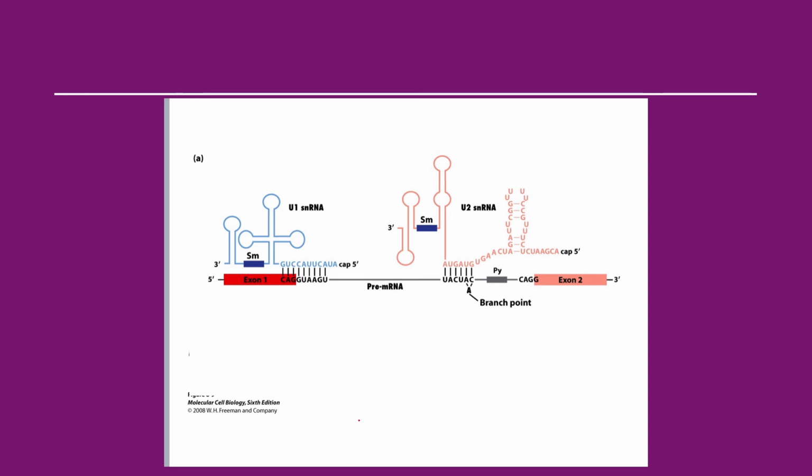In order to really cut out an intron, there are a couple of things that we need. Notice we need a U1, U2 complex. Now, this complex is fully RNA molecules. We call these snRNAs, small nuclear RNAs. Okay?